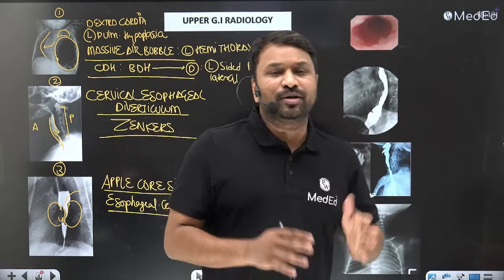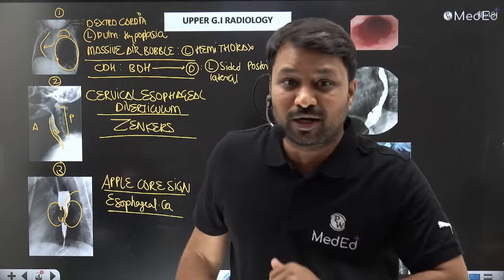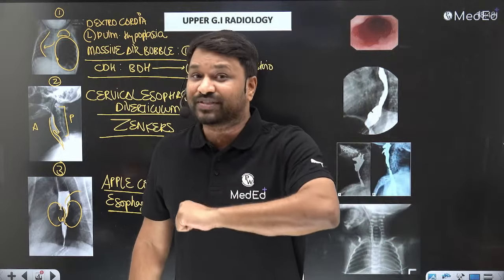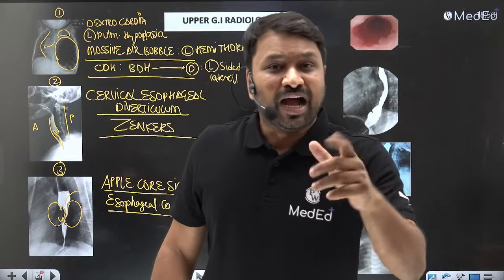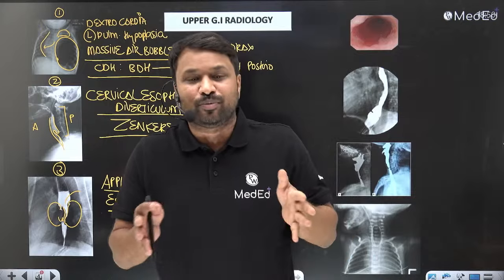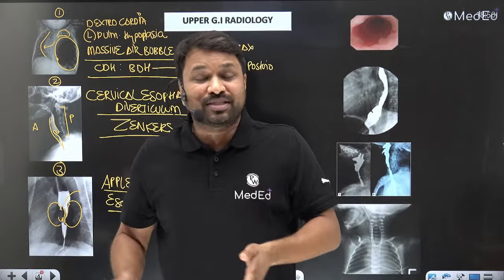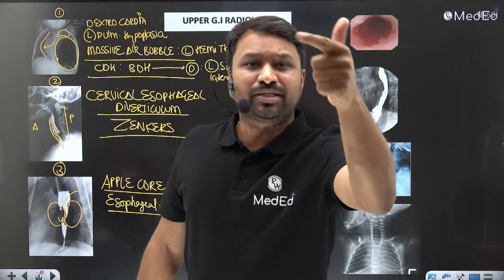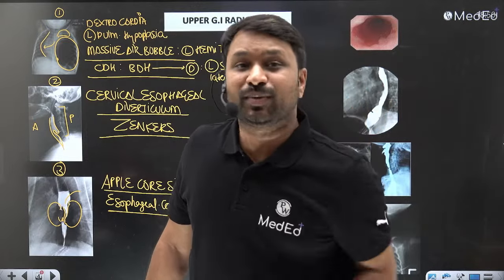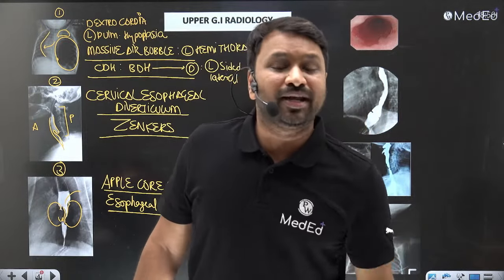Now, what is the most common route of spread? It is going to be direct spread. What is the most common site of secondary? It is going to be lungs. How would you address it? We are going to perform surgery if it is an operable tumor. Now, what are the approaches that you have? You have three approaches: Ivor Lewis, McKeown's, and Orringer's. What is the most common? The answer is Orringer's.